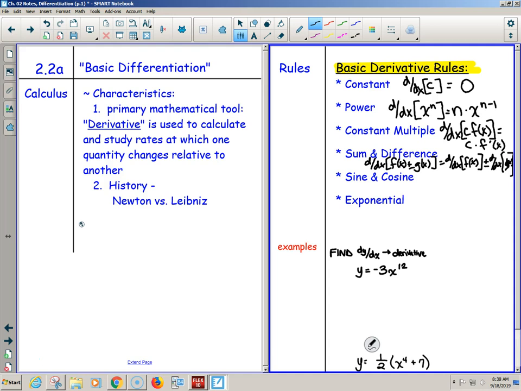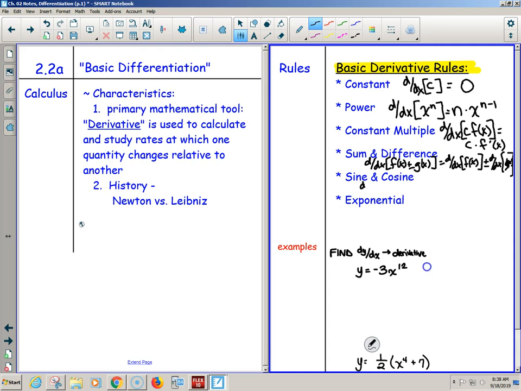Is this plus d over dx of g? Yes, d of x. Don't be freaked out by all the letters.